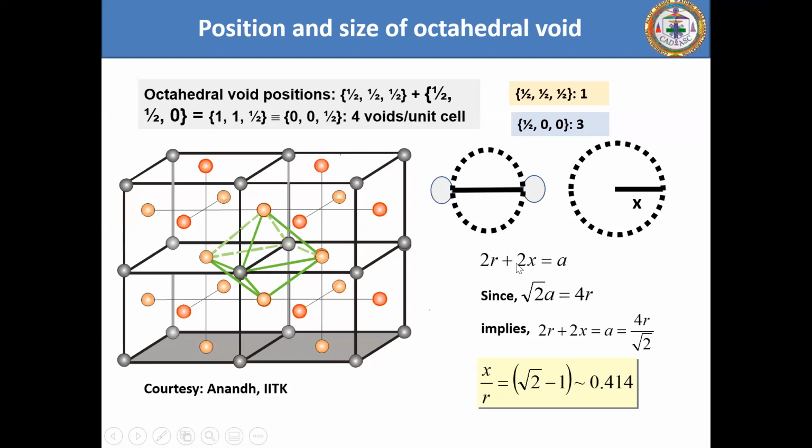So that is 1. Half, half, half is 1 in 1 unit cell. Similarly, half 0, 0 is 3. So there are a total of 1 plus 3 is equal to 4. So there are 4 octahedral voids per unit cell in FCC. Right? You are clear with this?